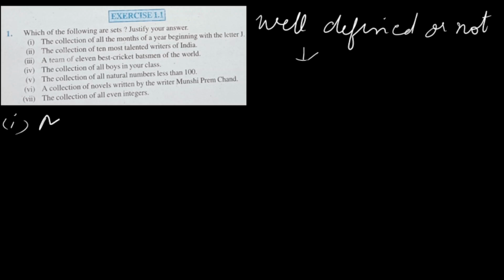So the collection of all months, I'm taking it as capital M. Any capital alphabet only you have to use, then I'm starting curly braces. So let's write the collection first of all. The collection of all the months of a year beginning with letter J. So that is January, June and July.